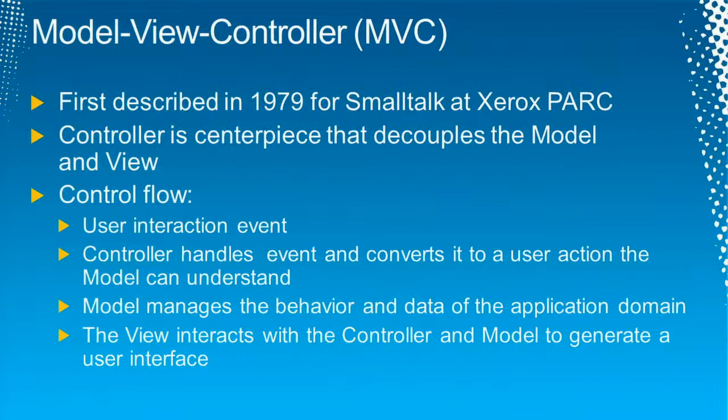So the controller is the centerpiece in this one. It decouples the model and view. So you have something like a user interaction event coming in. The controller grabs the event, converts it to a user action that the model can understand. The model, that's the behavior of the data, the business logic and the data for the application domain. The view interacts with the controller and directly with the model to generate a user interface.